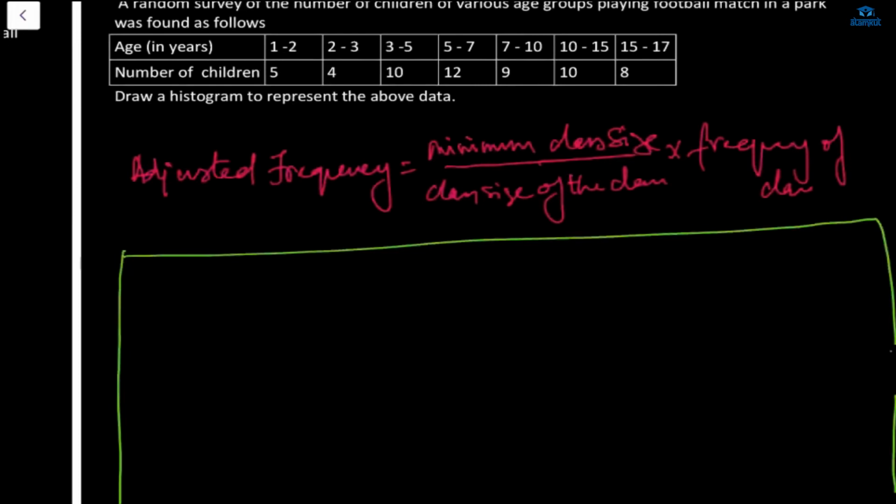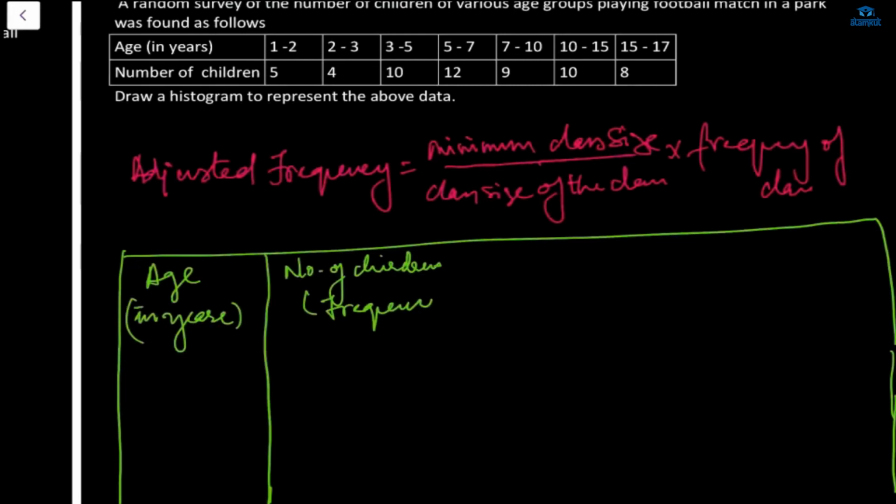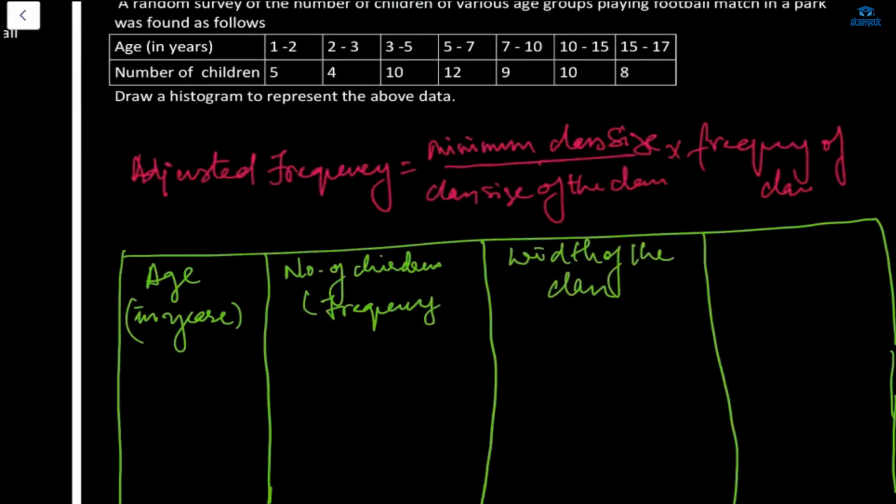Ma'am, can we do it? Yeah, of course, if you want to do that, it will be best. So I'm writing here the age in years, then the number of children, that is the frequency. And what else? You can write the width of the class. The minimum class size you can see directly from here: 2 minus 1 will give you 1. That is the minimum class size. Then width of the class, and then you can write the adjusted frequency.